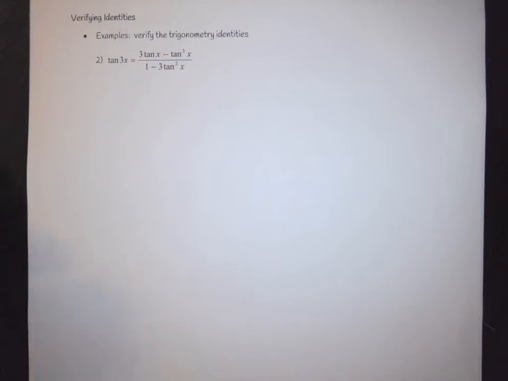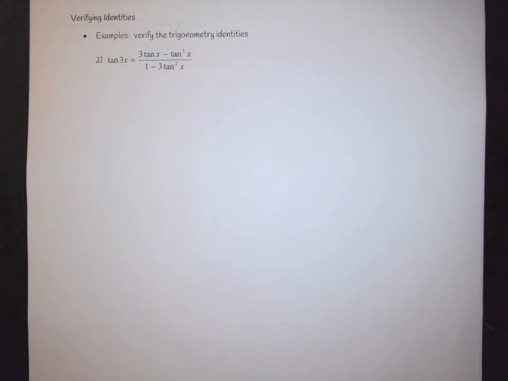Okay, so what these verifications, or these proofs, are doing is now combining multiple identity definitions together in order for you to manipulate and prove that one side equals the other side. Now the biggest advice that I can give with these is you usually want to start working on one side of your equation. Your goal is to make it look like the other.